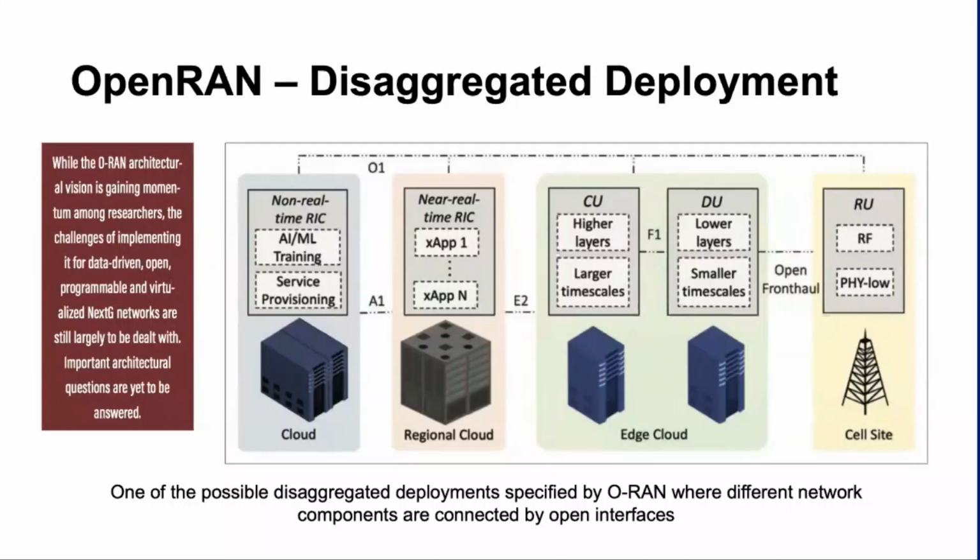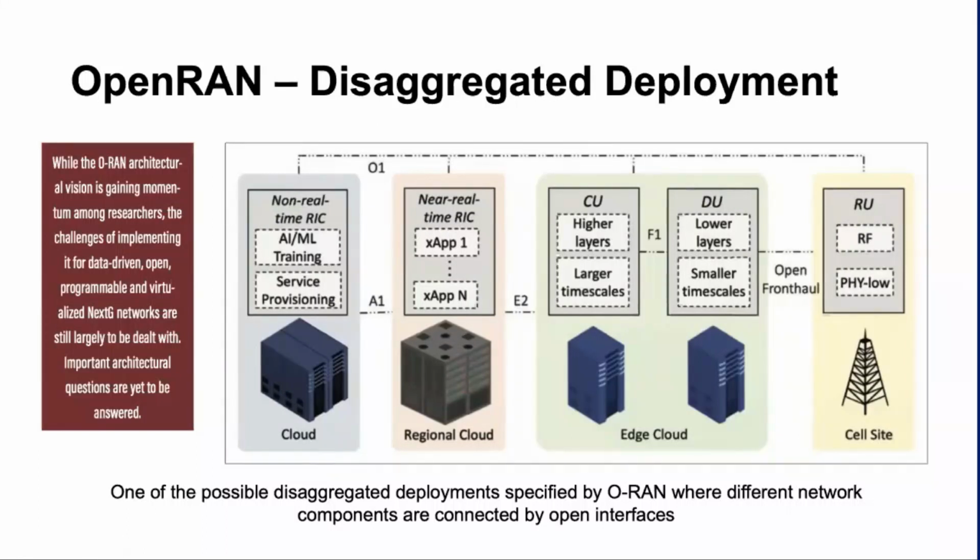Okay, so what you can see here is the possible implementation of AI and ML, particularly in the RAN intelligent controller, or RIC. So the AI and ML in Open RAN usually is deployed at the cloud. Okay, so that's why it's here.